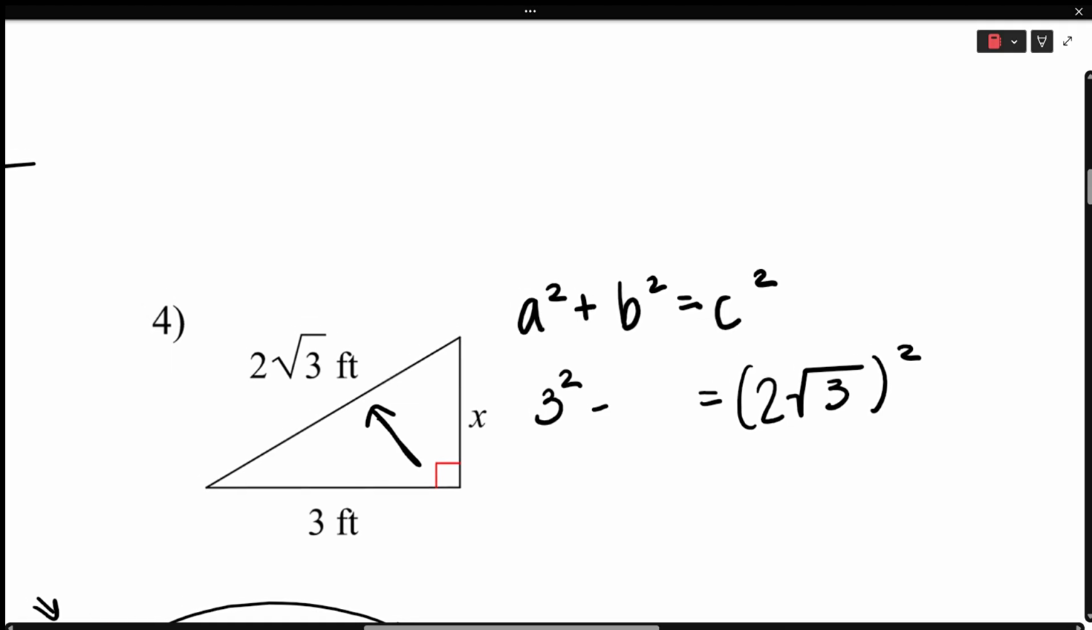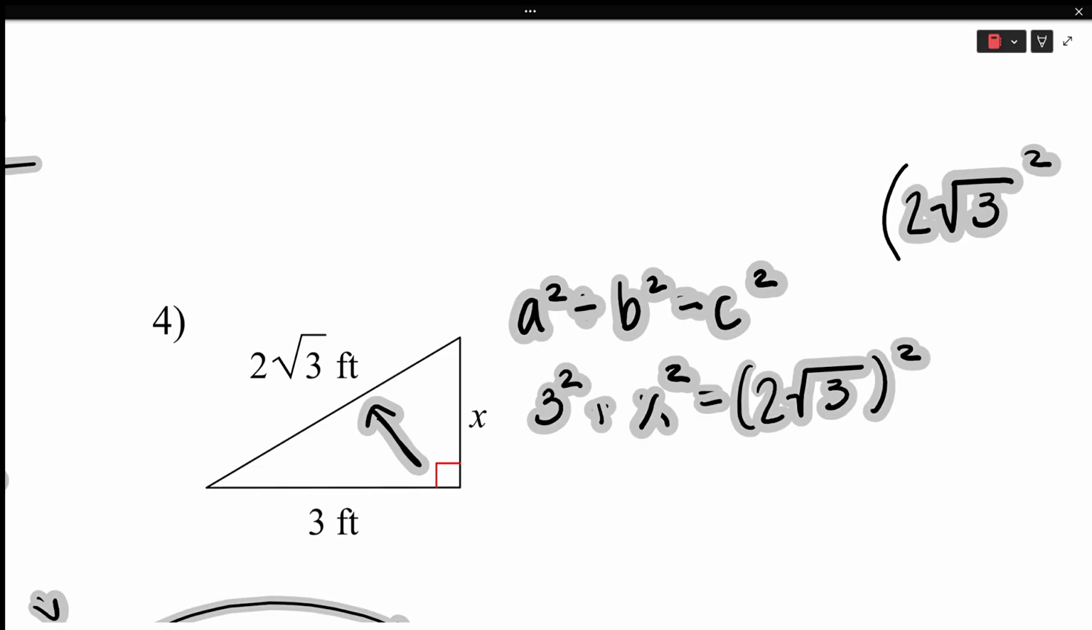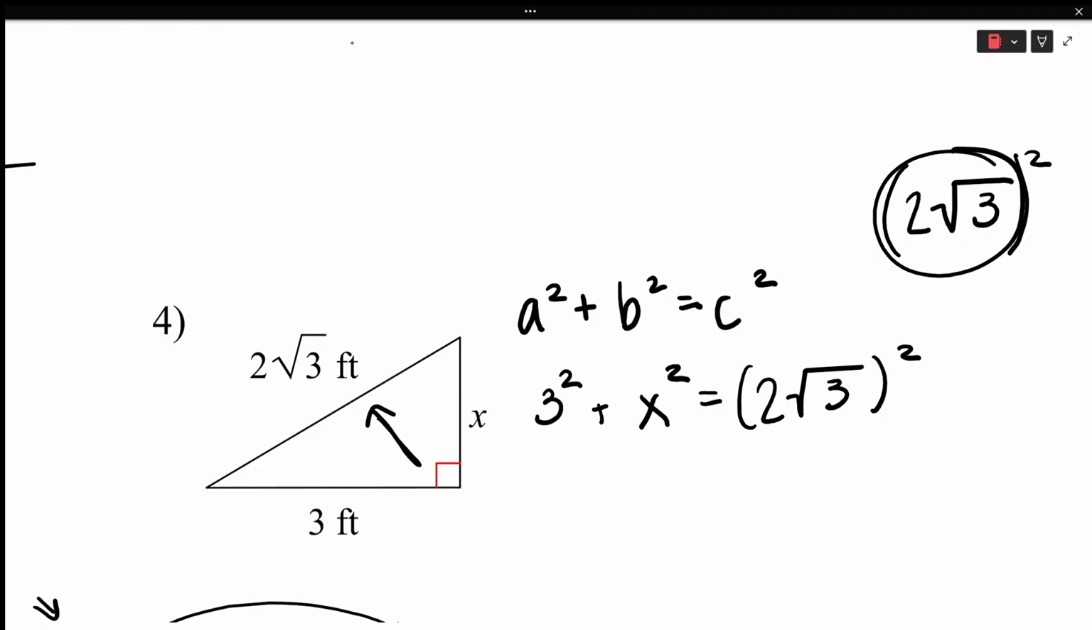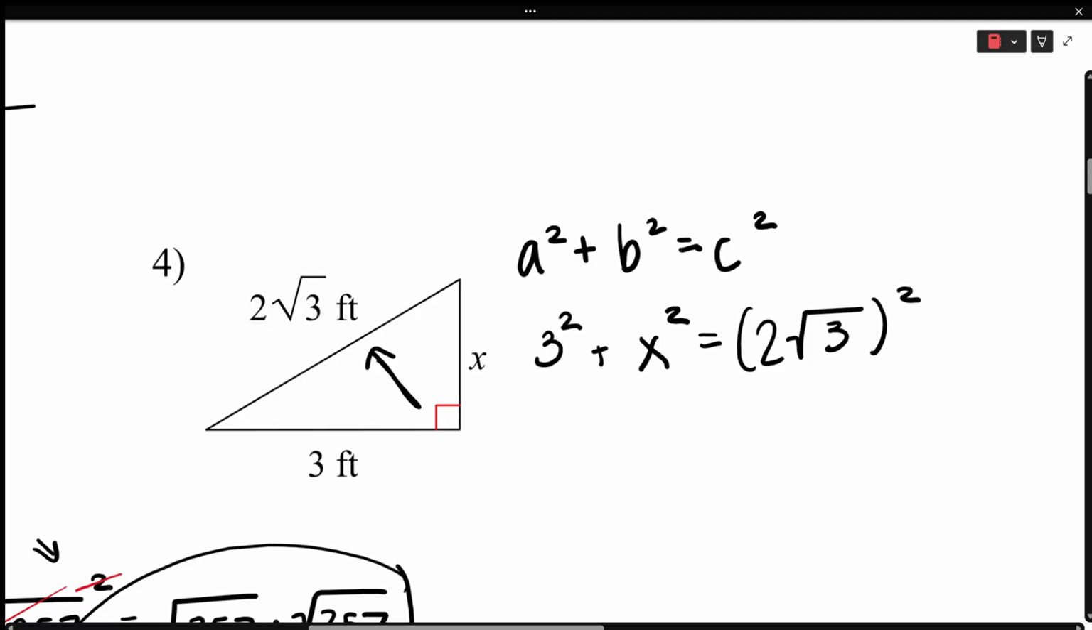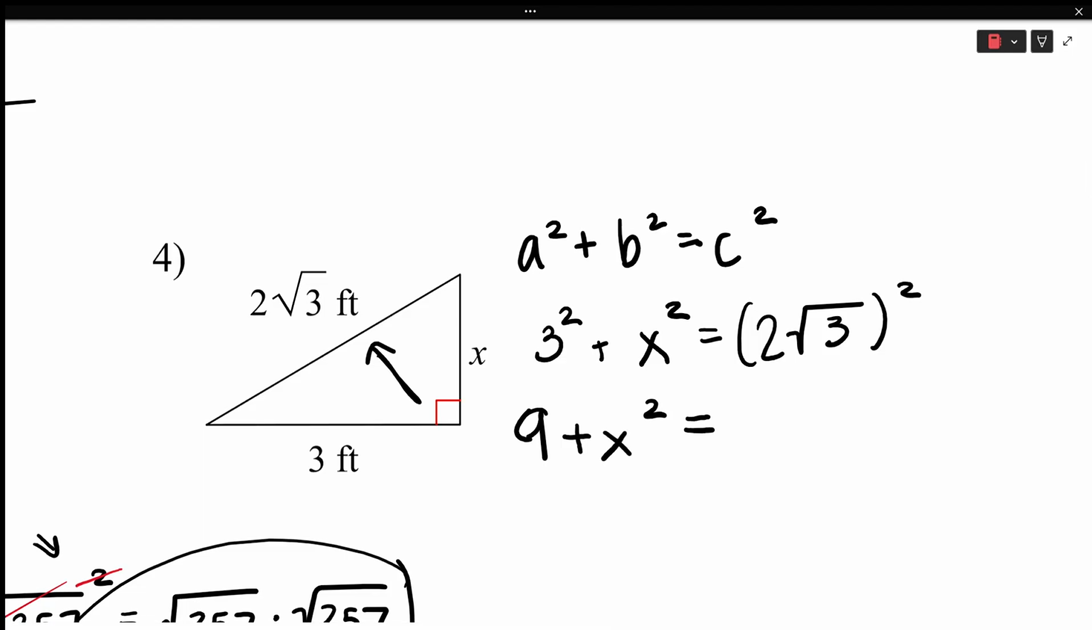Because I have more than one term in there. This is 2 times square root of 3. If I don't put the parentheses, it just looks like I'm squaring the square root of 3. I want to make sure I'm squaring both of them, right? I'm squaring all of this, not just this. So you have to put the parentheses there. 3 squared is 9. And then x squared stays on its own.